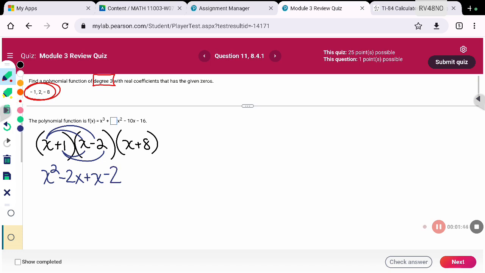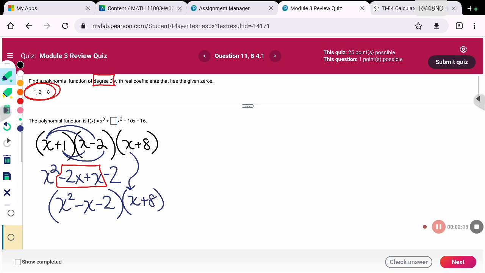Now I notice I have like terms in the middle there, which means I can put those together. So now I've got x squared minus 1x minus 2. And I'll drop down that last factor of x plus 8. And then I will multiply here.